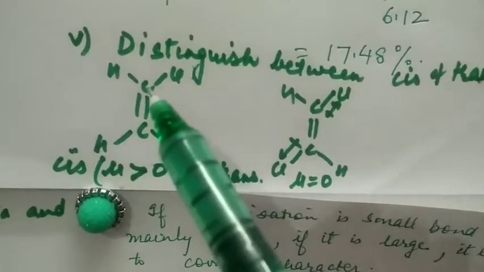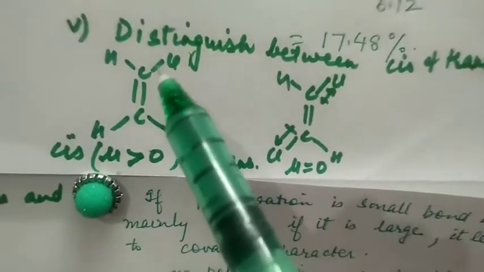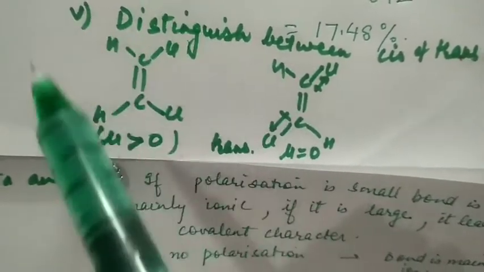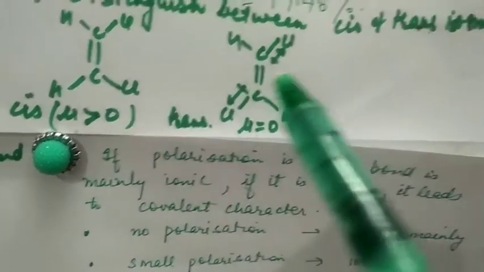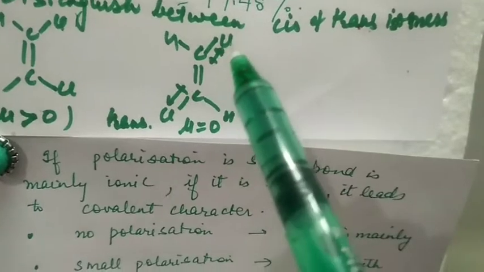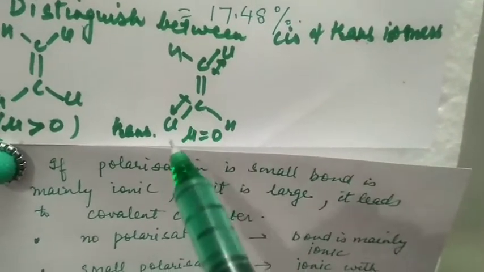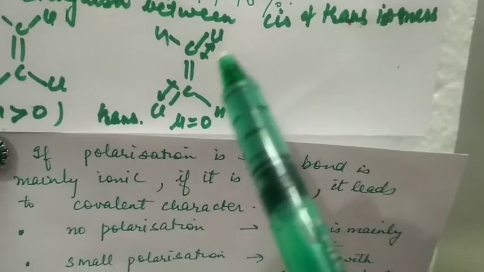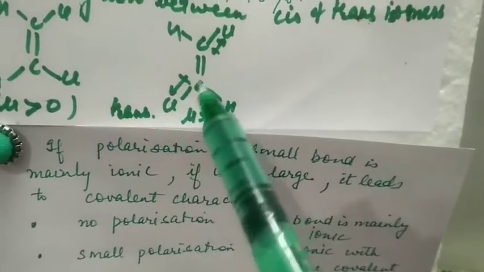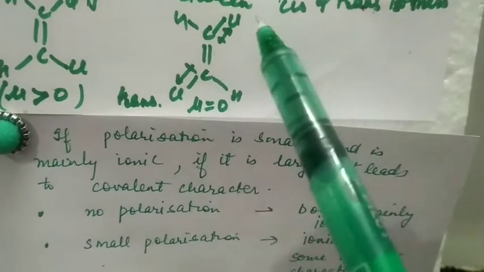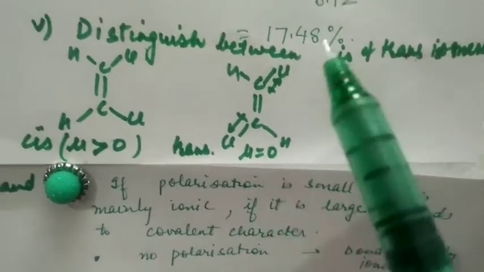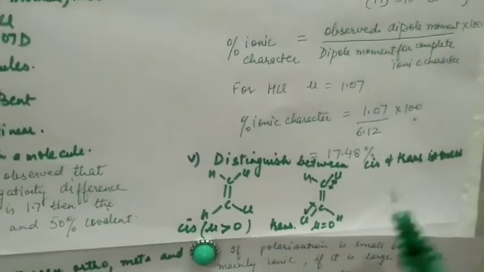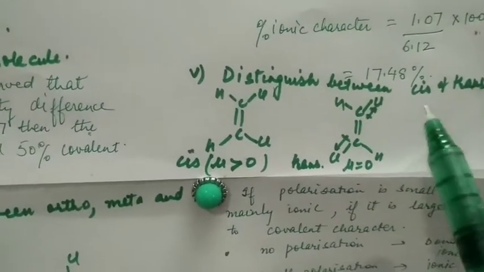So in cis, the vector, this is a polar bond, so the net dipole moment is the sum of these two vectors, and this comes out to be greater than 0. Whereas in case of trans dichloroethene, the dipole moment of this carbon chlorine bond cancels the dipole moment of this one, because they are equal and opposite to each other. So the net dipole moment comes out to be 0. So you can distinguish between the two isomers. The one which is having value 0 is a trans one, and which has greater than 0 is a cis isomer.